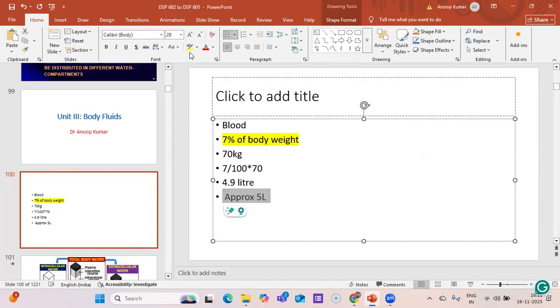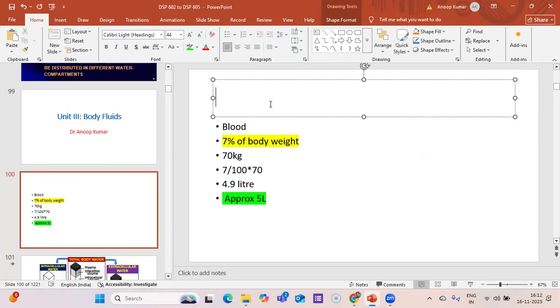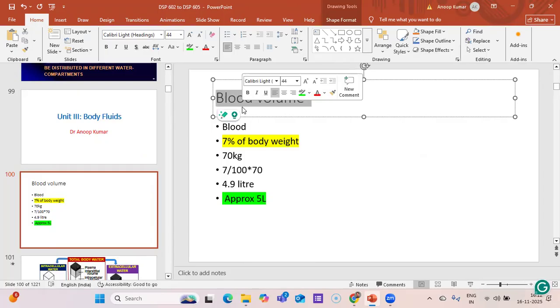So healthy human volunteers have how much blood? It's approximately 5 liters. But if your weight is 50 kg, how much blood do you have? You can calculate it, 7% of 50 kgs, right? If someone is 100 kg, how much blood volume does that person have? It's again 7% of that body weight. So always be clear, it's about the blood volume, if someone asks you about the blood volume.